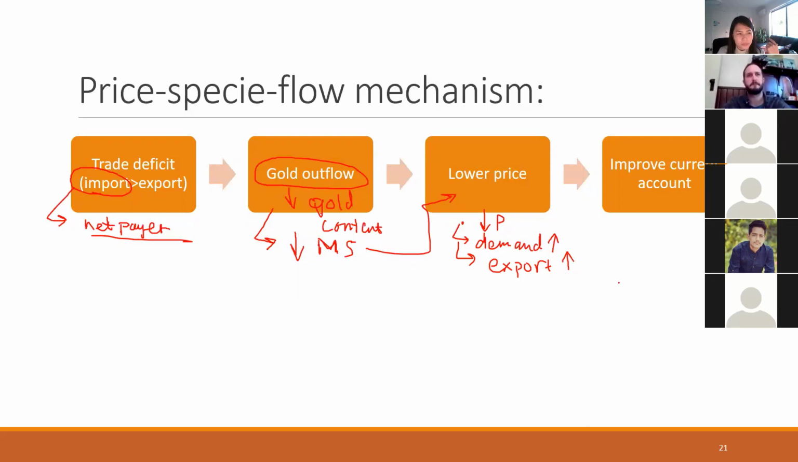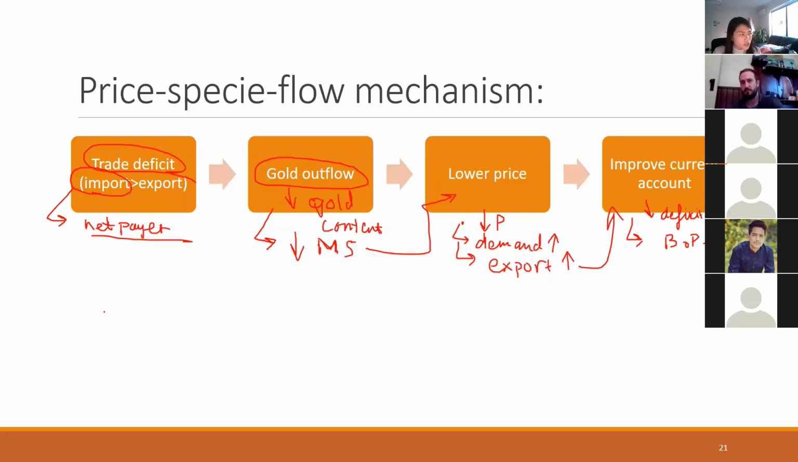Because exports increase, remember that we start with a trade deficit. So when your exports increase, it will reduce the amount of deficit, bringing your trade balance back to equilibrium. So here your trade balance will go back to zero. All right, so we have just looked at how a trade deficit is corrected through the price specie flow mechanism.